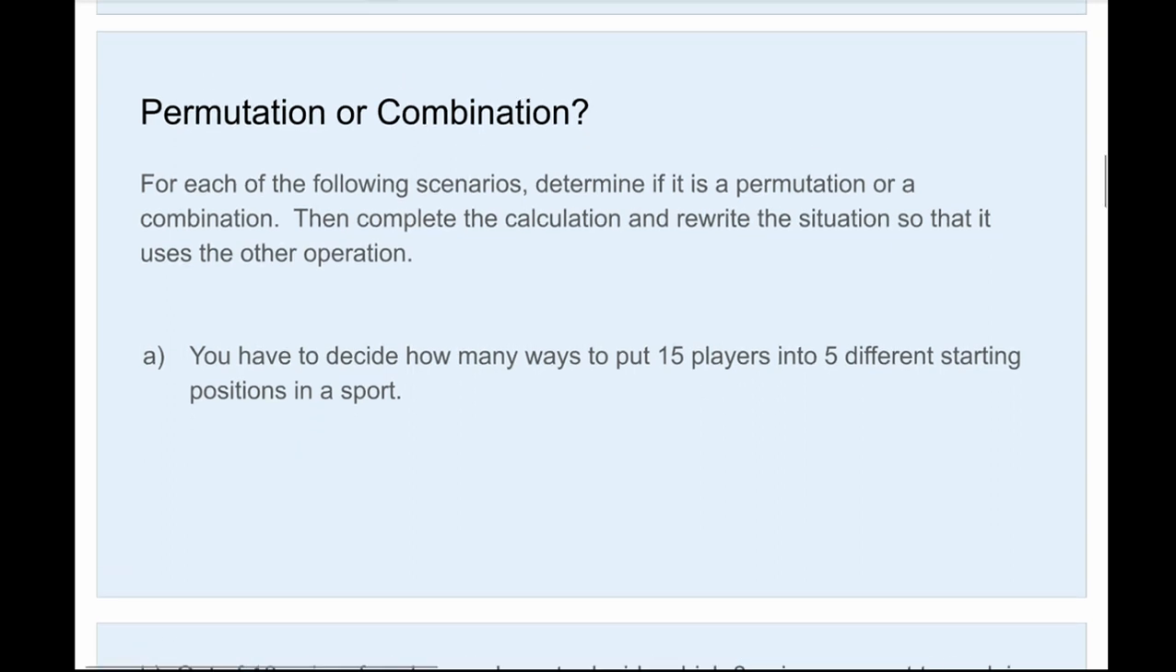So A: we have to decide how many ways to put 15 players into 5 different starting positions in a sport. Because we are putting them into 5 different starting positions, you could say, for example, a lineup in baseball, or maybe a shootout in hockey or soccer, penalty kicks, something like that. In this case, order would matter because we are putting them into specific positions. So in this case, it would be a permutation.